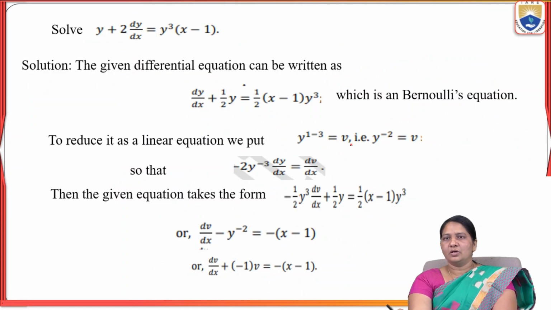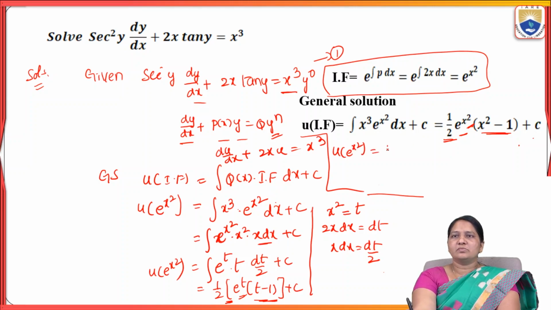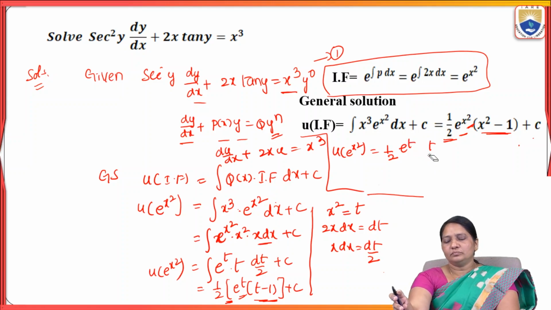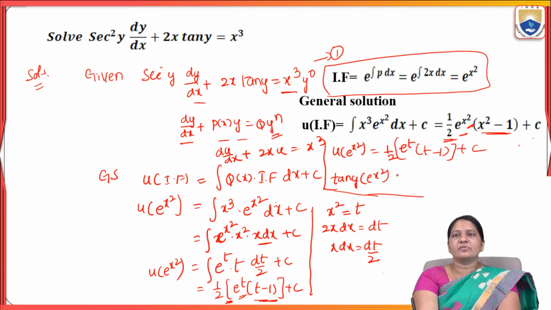So what is the u value here? u into e power x square equals this value, 1 by 2 into e power t into t minus 1 plus c. So we are replacing x square. So you have to replace the u value also. What is the u value? u value is tan y. So tan y into e power x square equals 1 by 2 into e power x square into x square minus 1 plus c. This is our final general solution.